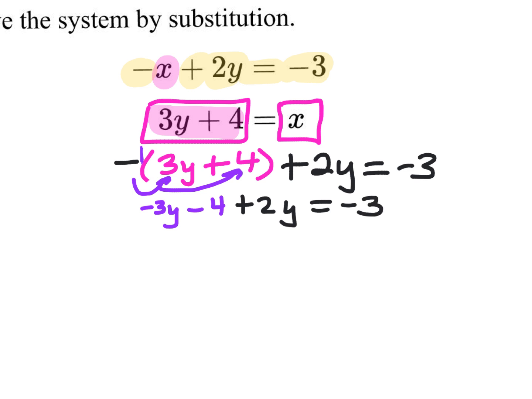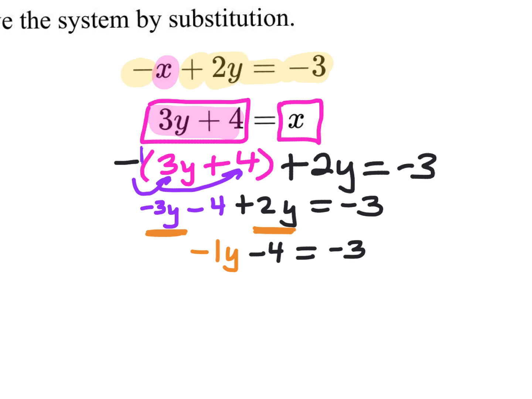So now, like I did in my previous step, I'm going to make this equation a little easier to work with by combining my like terms. This one can be a little tricky for some people. Remember, use your calculator if you need to. -3 plus 2 is -1. So -3y plus 2y is a -1y. Now that I put those y's together, I still need to bring down the -4, hasn't been dealt with yet, and the equals -3.